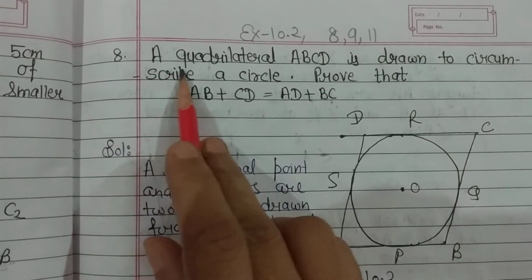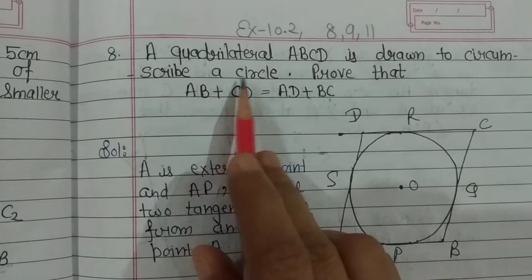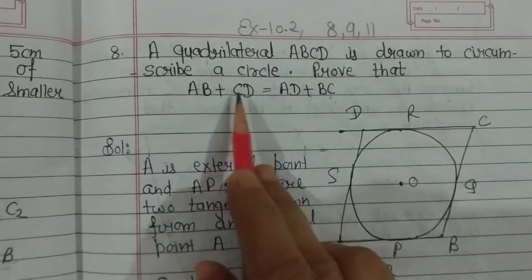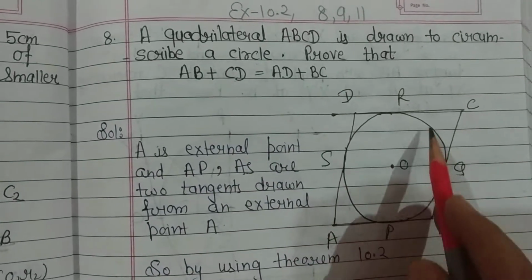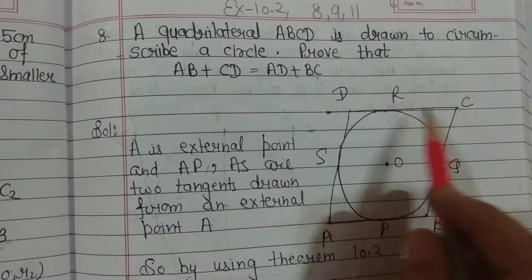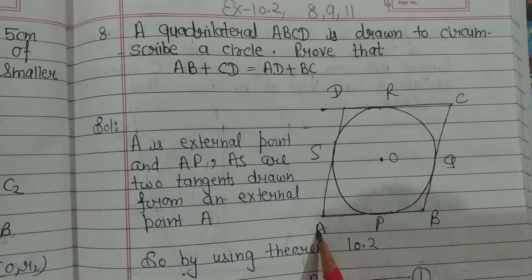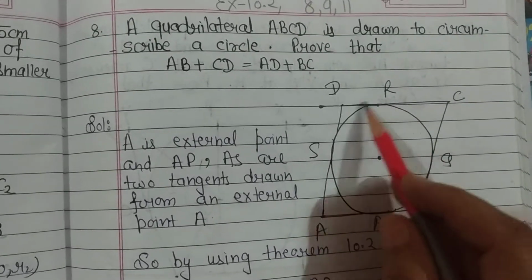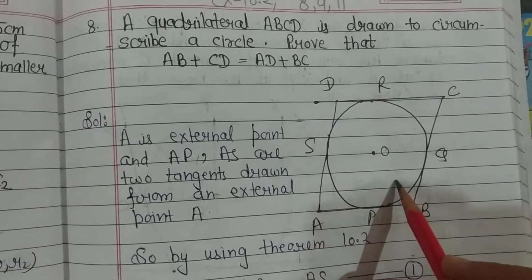Question number 8. A quadrilateral ABCD is drawn to circumscribe a circle. Prove that AB plus CD is equal to AD plus BC. Now here this is a circle and a quadrilateral ABCD is circumscribing the circle. It means the quadrilateral ABCD is outside the circle but all the sides are touching the circle.